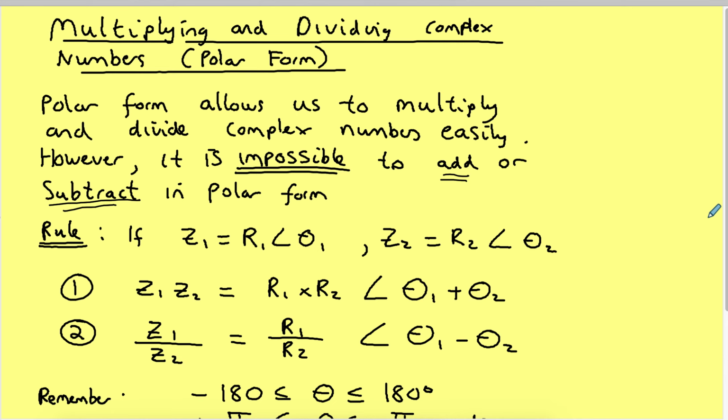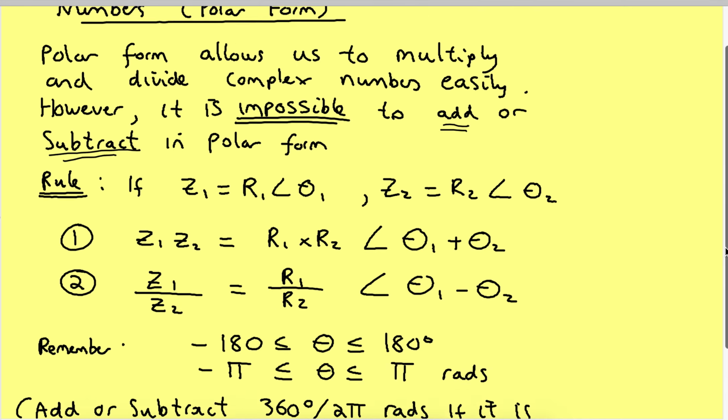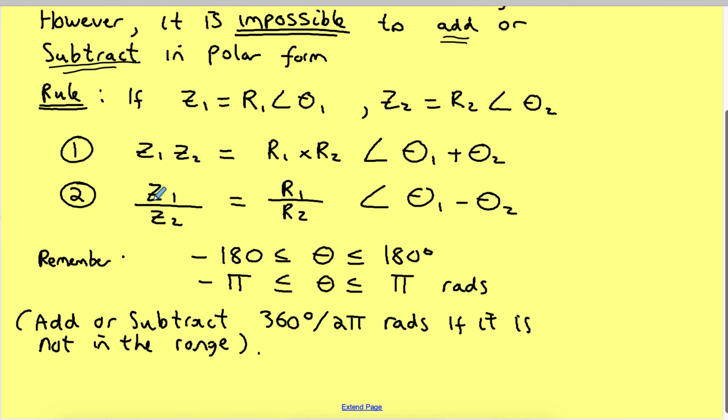Okay, and then secondly, the rule for dividing complex numbers, so if I'm dividing z1 and z2, it's exactly what you would think. You divide r1 by r2 and then you subtract the angles or theta. Okay, so we divide the moduluses and we subtract the arguments.